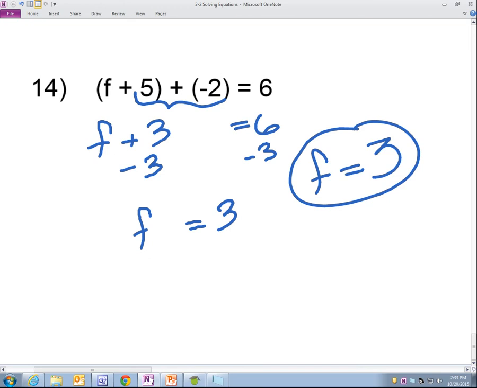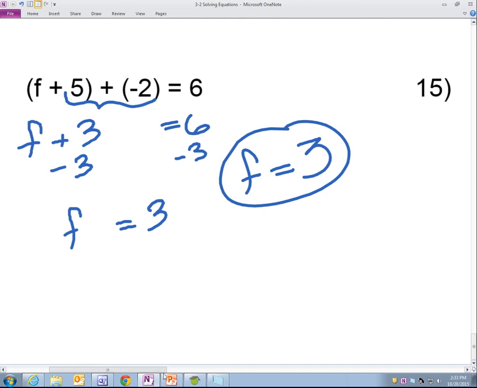Shouldn't the 5 and 2 be in brackets? No. By order of operations, we have parentheses, but there's no multiplication going on there. And what we learned from combining like terms and distributive property, we can't do anything with that 5 plus f. We don't know what f is, so we can't add to it.